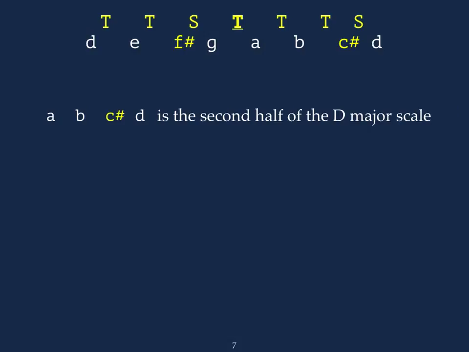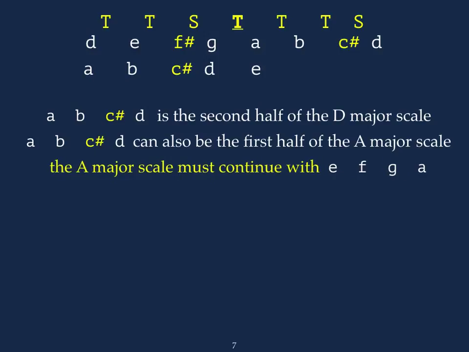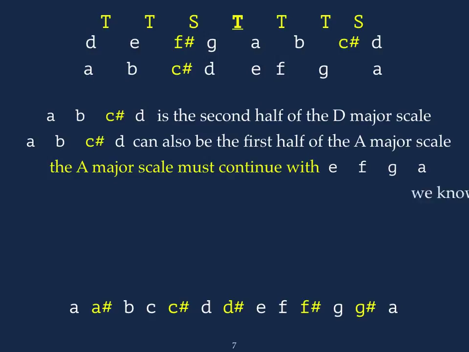A, B, C sharp, D is the second half of the D major scale, but it can also be the first half of the A major scale. Let's look at the top. A, B, C sharp, D fits underneath D, E, F sharp, G. Continuing in alphabetical order from D, we've got E, F, G, and of course ending on A. Here's our 12 notes so that we can see which notes we can choose to fit the pattern.